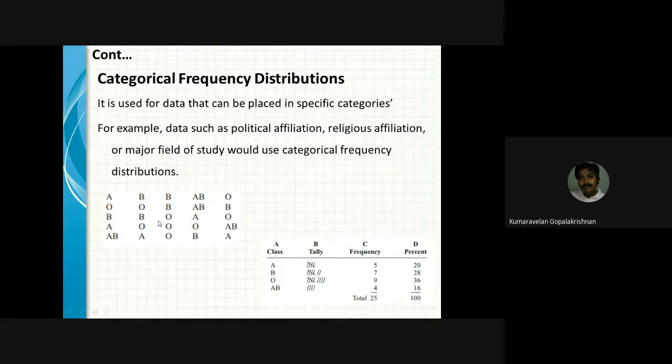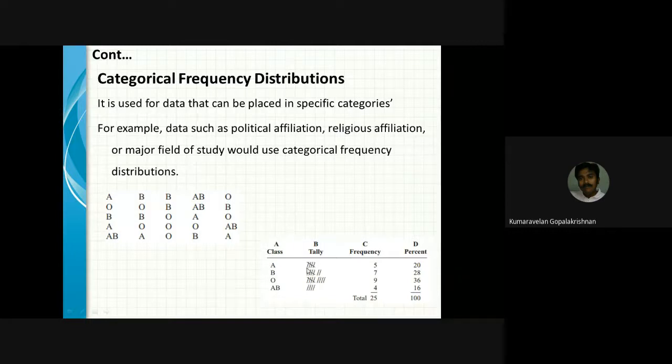Now how am I going to organize this categorical frequency? Here I am not able to find a minimum value or maximum value, and it is not possible to fix the range either. Just count how many categories there are: class A, B, O, AB. Then use the same tally logic. For A, put one tick mark. Next B, put one tick mark. Next B, another tick mark. AB, put one tick mark. O, put one tick mark. Do it for all the data.